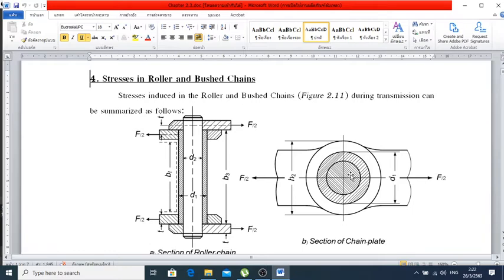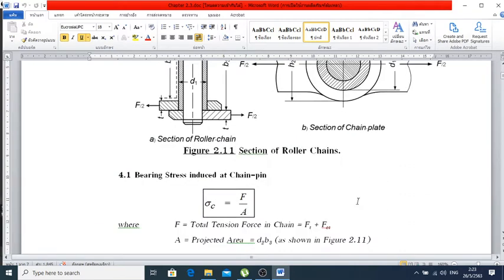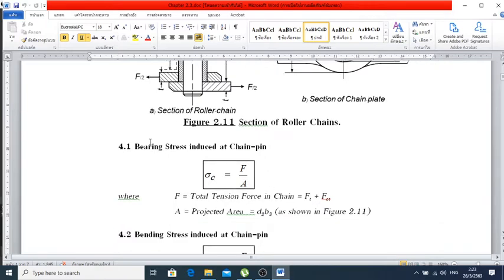For the top wheel, D1 is going to be the diameter of the bush, and D2 is going to be the diameter of the pin, respectively. We're going to have F over 2. Therefore, the stresses induced are going to be in four categories. The first one is bearing stress at the chain pin: F over A, where the projected area A is D2 times B3.